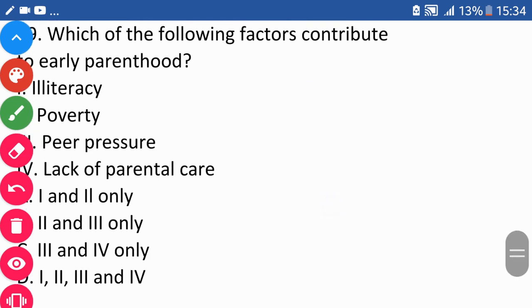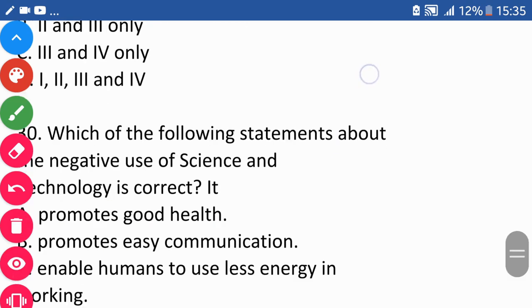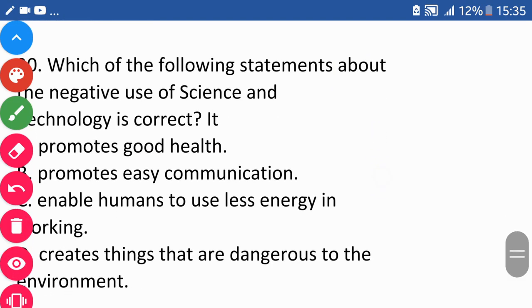So the following factors contribute to early parenthood. Illiteracy is there. Poverty is there. Peer pressure is there. Lack of parental care is also there. So answer is I, II and IV. So answer is D. 30. Which of the following statements about the negative use of science and technology is correct? It creates things that are dangerous to the environment. Some of them, yes, but true.